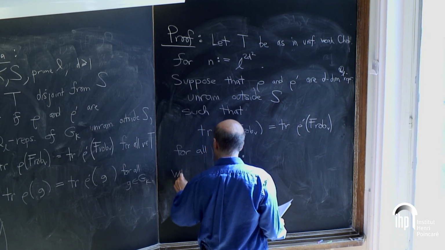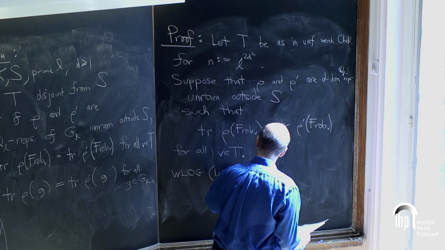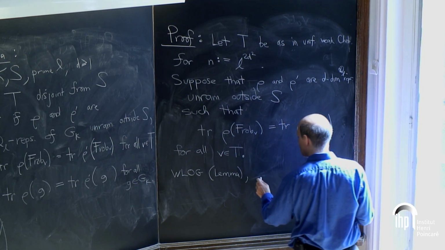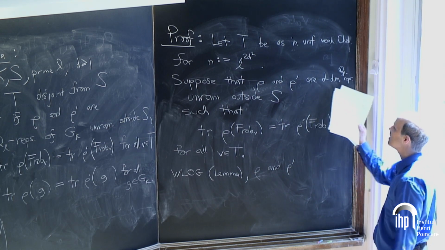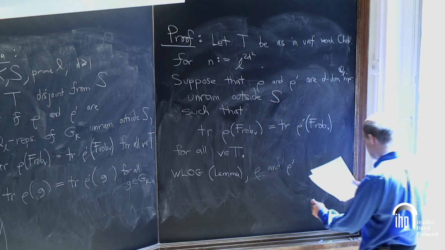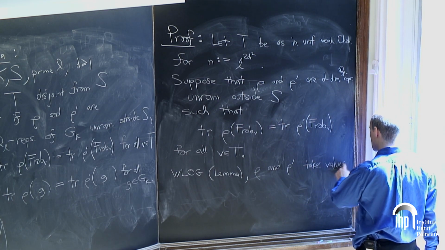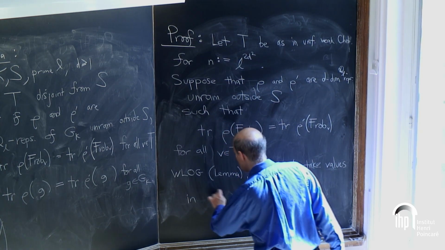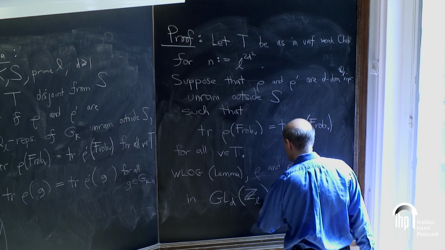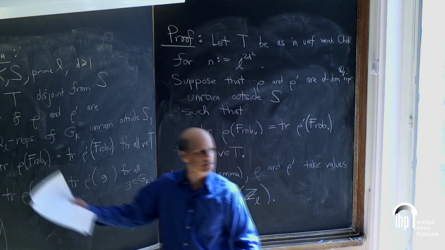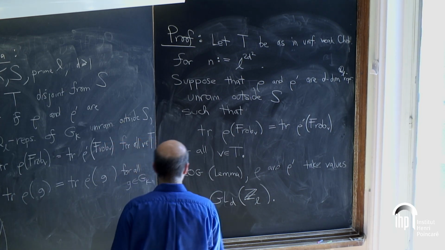Okay, so first of all, without loss of generality, by this last lemma I proved about the lattices, I can assume that rho and rho prime don't just take values in GL_d of Q_l, but they actually take values in GL_d of Z_l, because I just choose a basis for each one that's associated to this Galois-invariant lattice. And then the matrices will all be in GL_d(Z_l).